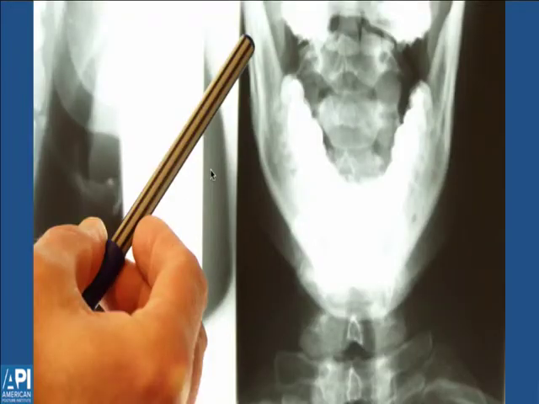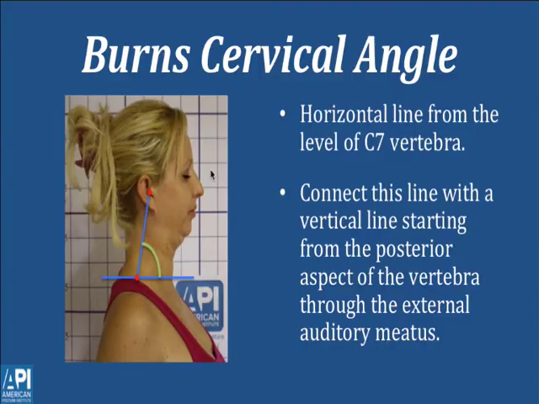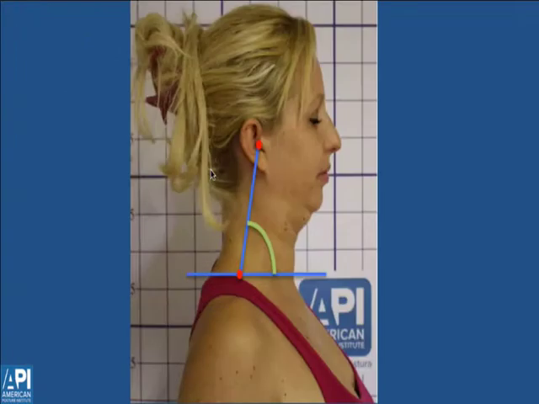If there is not a red flag indicating the need to do cervical spinal x-rays, such as suspicion of fracture following a trauma or pathology, you can evaluate for the presence of forward head posture and other head posture distortions by analyzing a posture image. To evaluate the degree of forward head posture, you can utilize the Burns cervical angle. To measure the Burns cervical angle, you draw a horizontal line from the level of C7 vertebra. Connect this line with a vertical line starting from the posterior aspect of the vertebra through the external auditory meatus. Again, the smaller the angle, the further advanced the forward head posture presentation is.